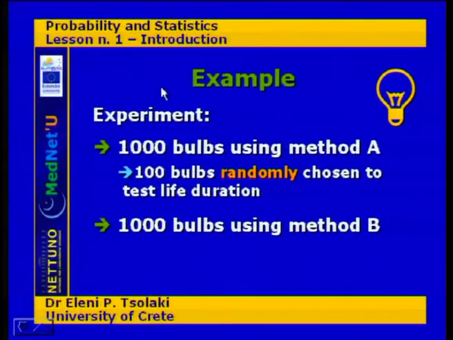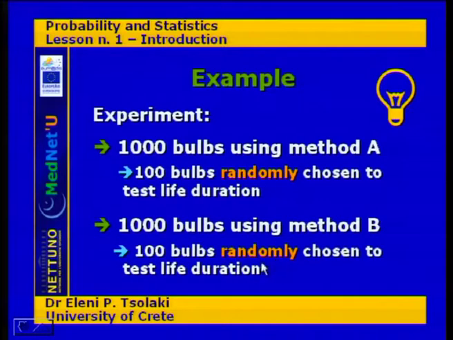The 1,000 bulbs made using method A and the 1,000 bulbs made using method B, of course, cannot all be tested. So what happens is that we get a sample: we get 100 bulbs from the 1,000 made using method A, and 100 bulbs from the 1,000 bulbs made using method B. As we can see, the sample that we choose must be randomly selected.